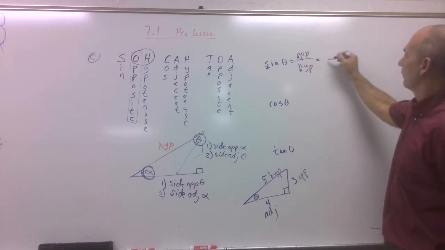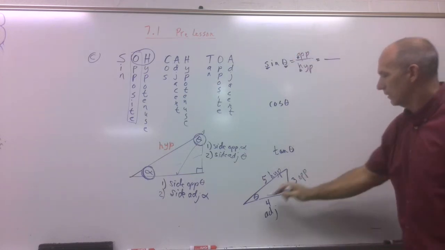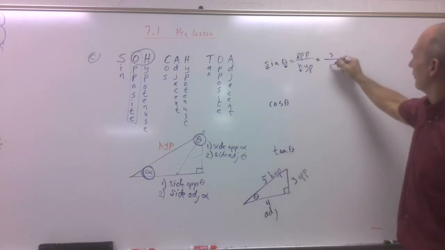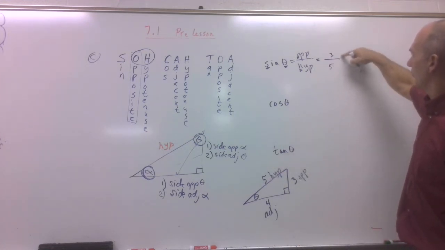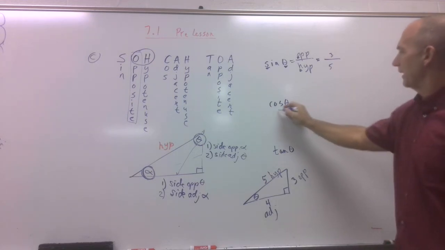So let's go ahead and figure it out. What's the opposite side of theta? Well, that's the 3. What's the hypotenuse? Well, that's the 5. As long as this is reduced, you're good.